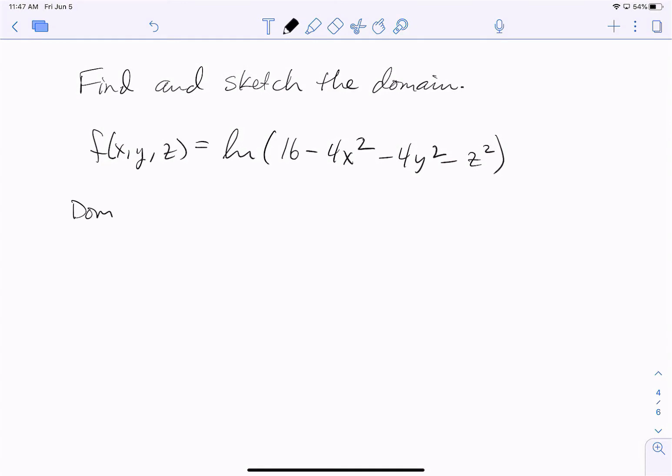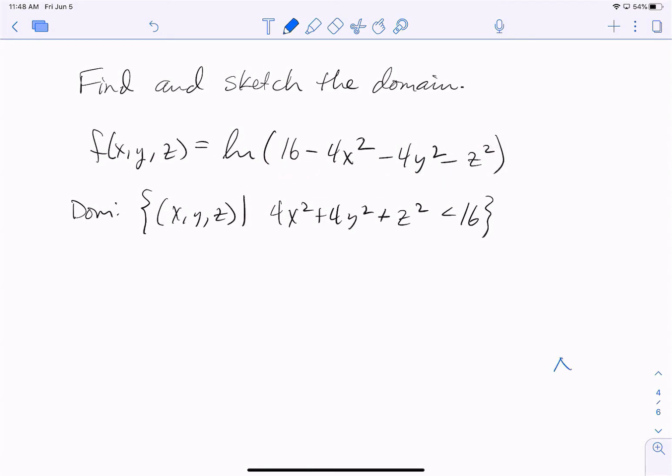In particular, the domain is the set of ordered triples x, y, z such that 4x squared plus 4y squared plus z squared is less than or equal to 16. That's the case, of course, because the domain of the natural log has to be positive values.